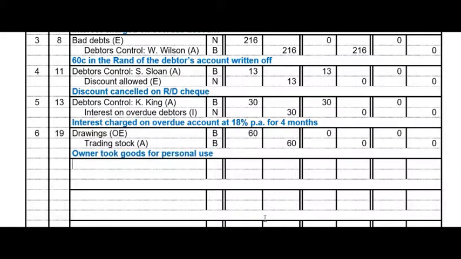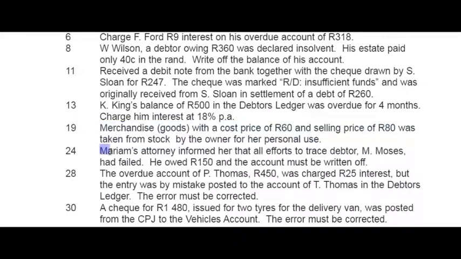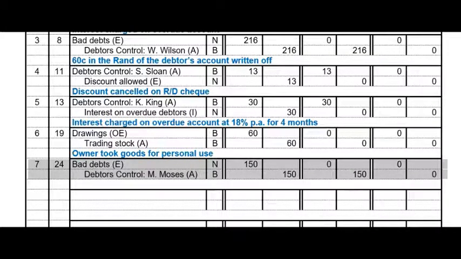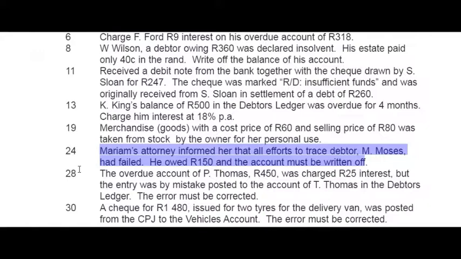The next transaction on the 24th, Mariam's attorney informed her that all efforts to trace a debtor had failed. He owed 150 Rand and the account must be written off. This is just a straightforward bad debts transaction. You don't even have to calculate any cents in the Rand. So in your general journal, you go and debit bad debts. You go and credit debtors control of M. Moses, because you will never see that money, and you say account written off. Straightforward.